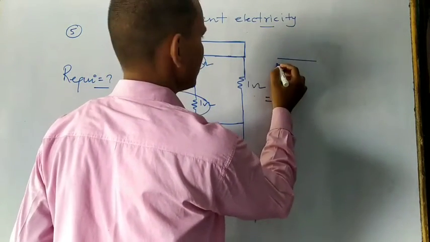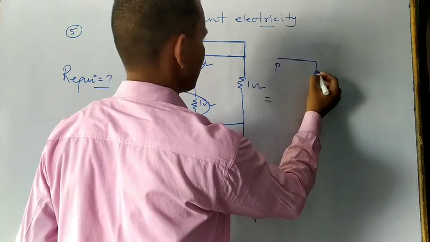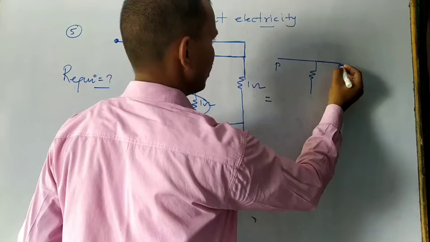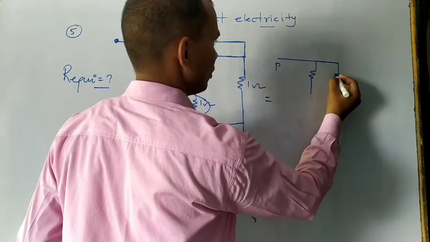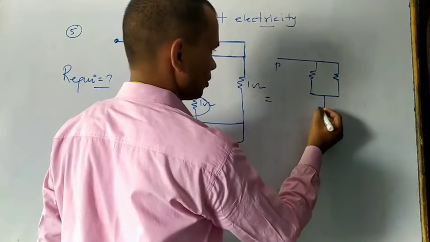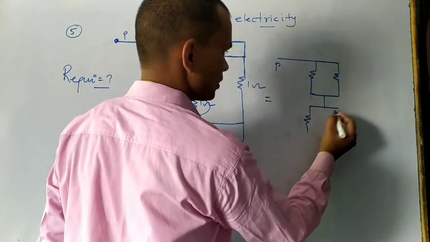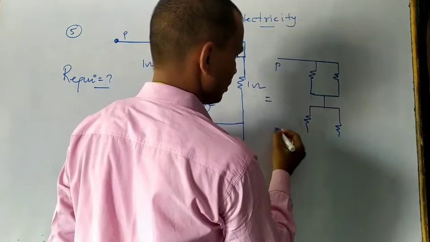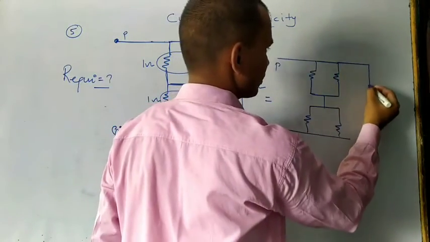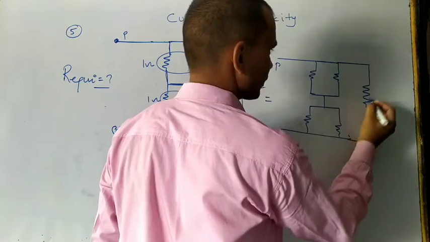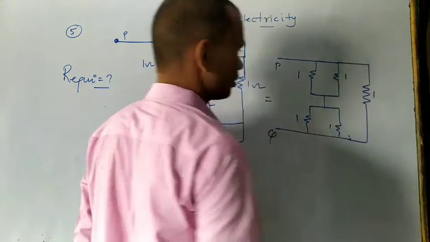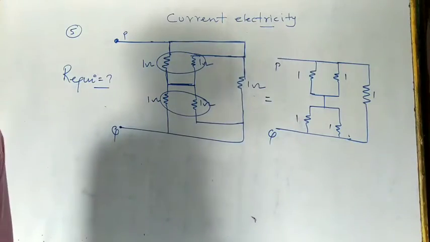Here this is one end, the P, and these are the two resistances connected in parallel, and then there is the bridge. Again these two resistances are in parallel, and suppose this is the Q, and then this is another resistance. Each of these resistances is 1 ohm.